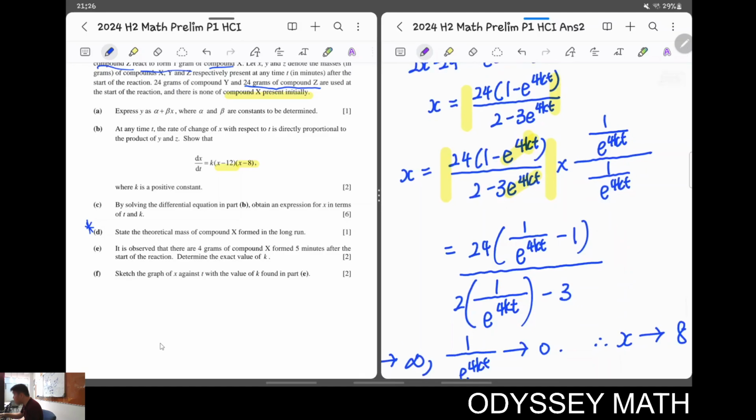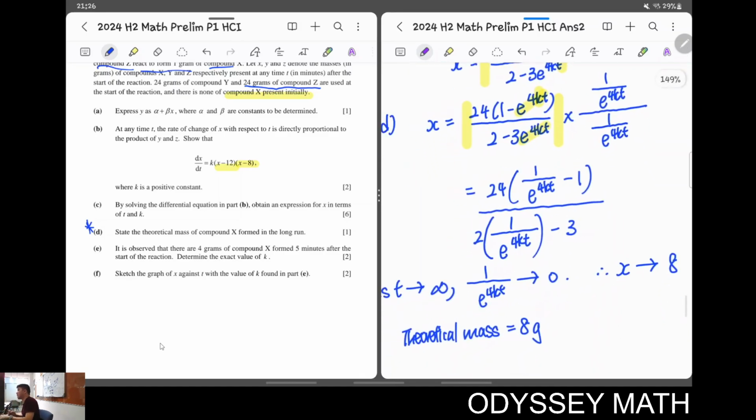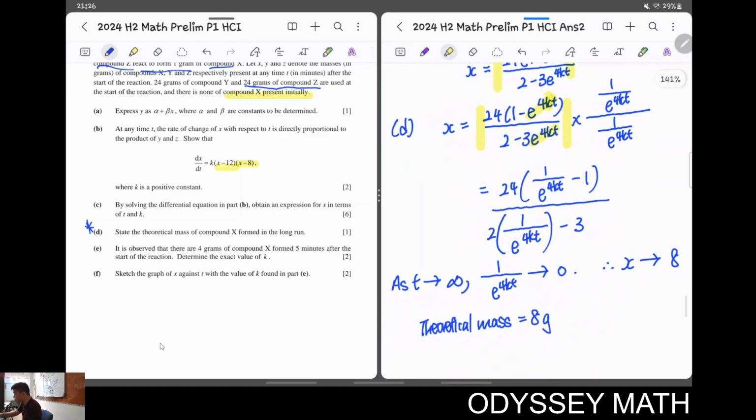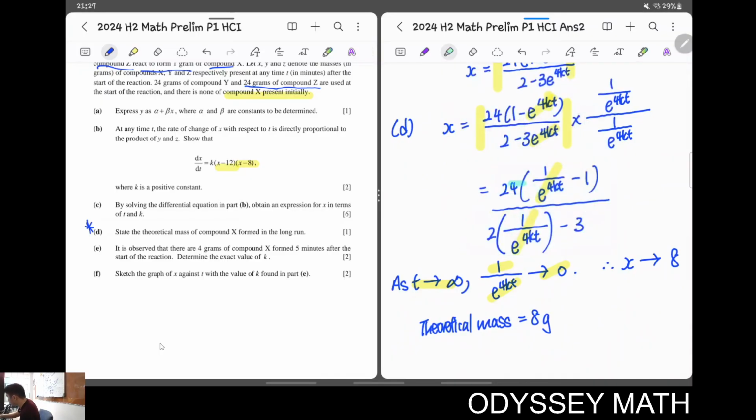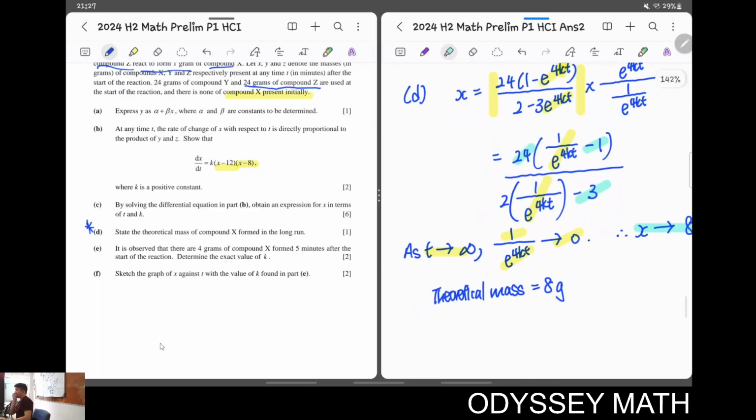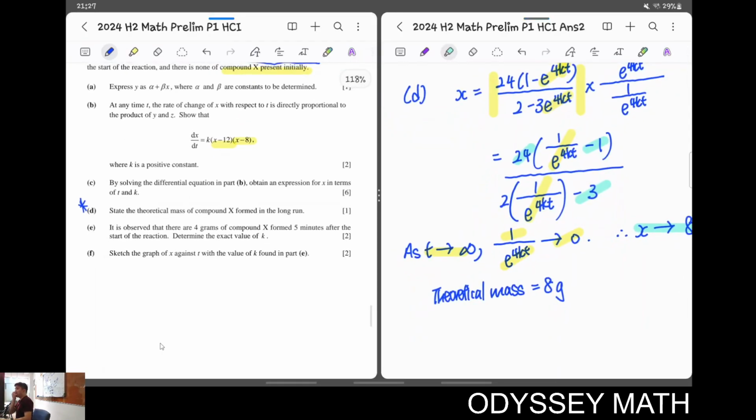And then now, once you do that, then you say that, hey, as t tends to infinity, I know that 1 over e to the power of 4kt, knowing that k is positive, will tend to 0. So this becomes 0. So your theoretical mass is minus 24 over minus 3, which is 8. X approaches 8, so the theoretical mass is 8 grams. Any question?